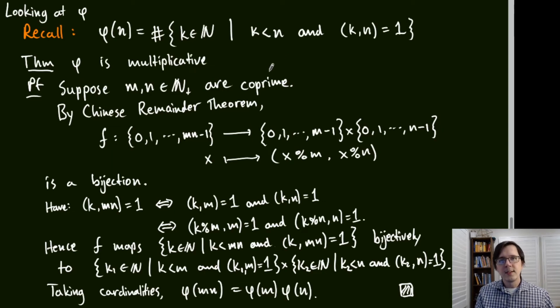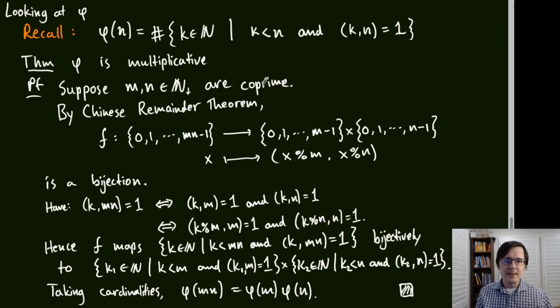Okay, so that was a bit about Möbius inversion. Let's head on over to looking at the totient function. Recall that the totient function is the cardinality of the set of all multiplicatively invertible numbers modulo n. So the theorem is that this is multiplicative, and this is where the Chinese remainder theorem comes in.